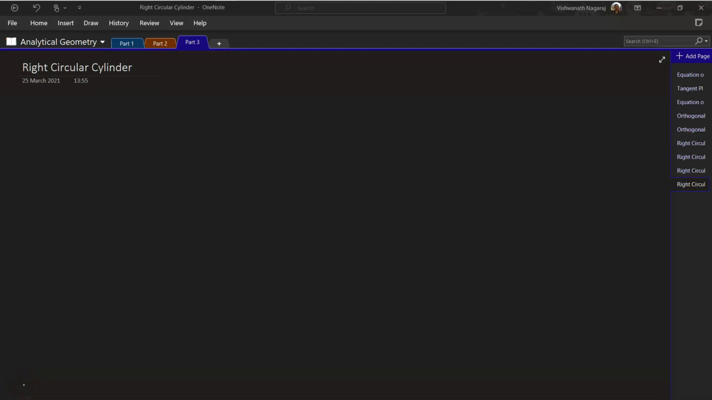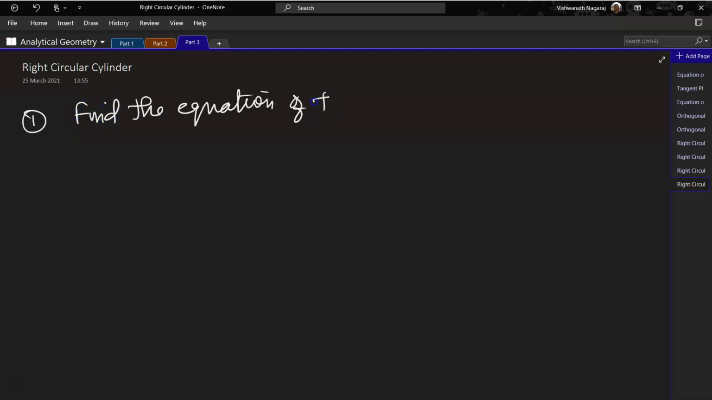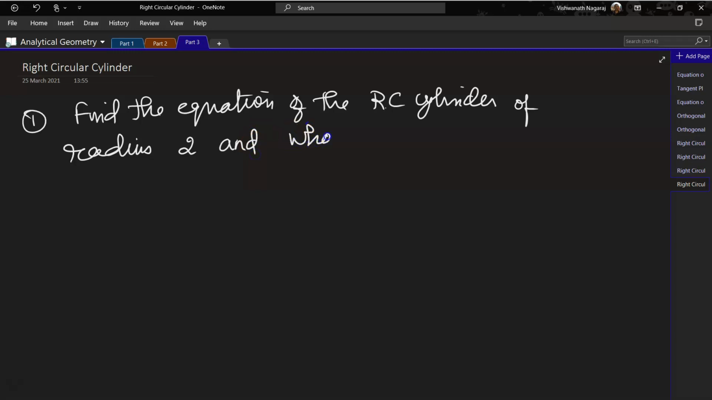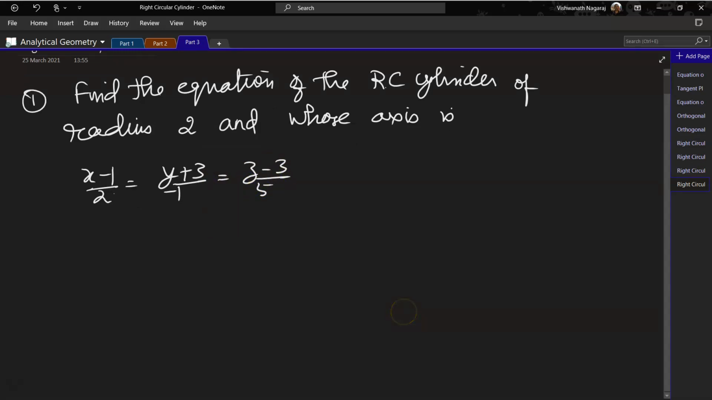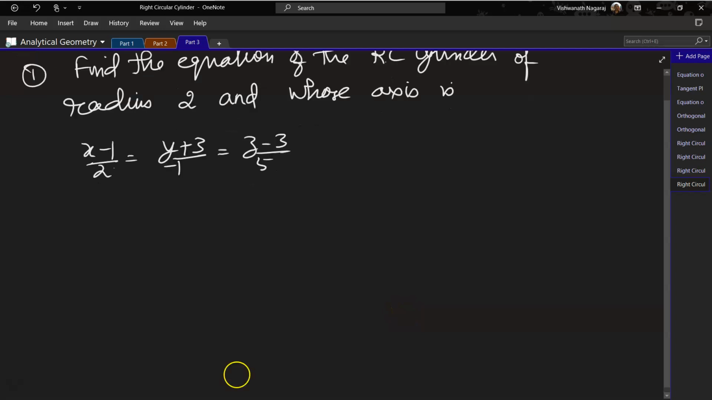Okay, let's solve some problems. The first problem is: find the equation of the right circular cylinder of radius 2 and whose axis is (x minus 1)/2 = (y plus 3)/(minus 1) = (z minus 3)/5. Now given this information, what can we infer?